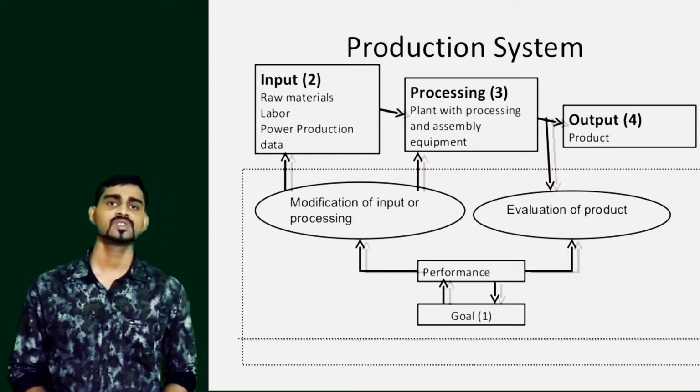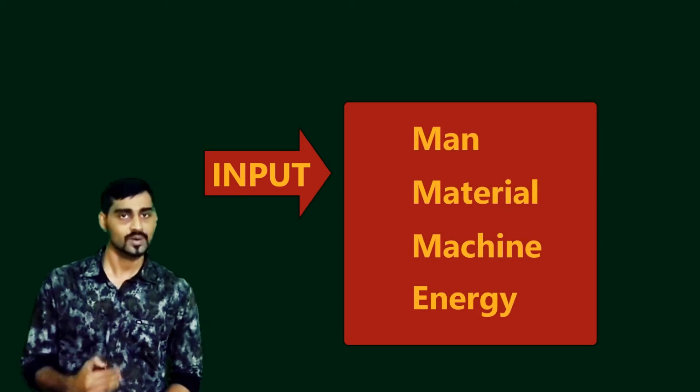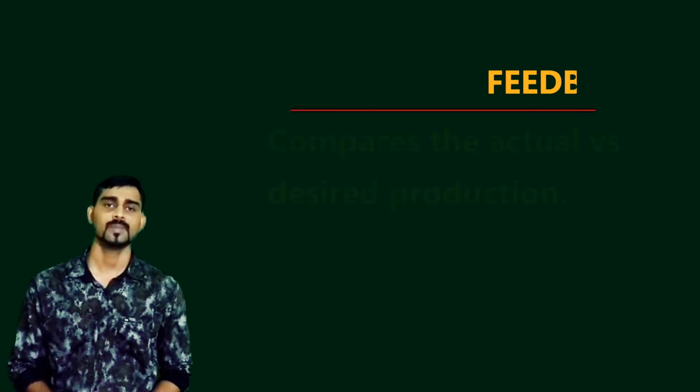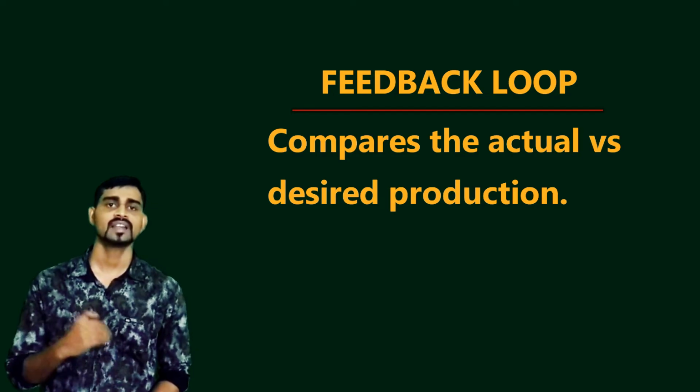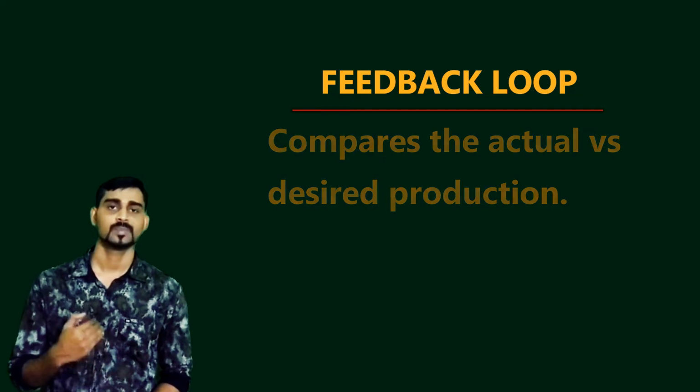The major inputs that you give to the production system are man, machine, material and the energy required for the production. The major outputs of a production system are goods and services. So basically in a production system, during the conversion process from input to output, you also have a feedback loop where the actual and the desired values are compared and the productivity of the product is determined.